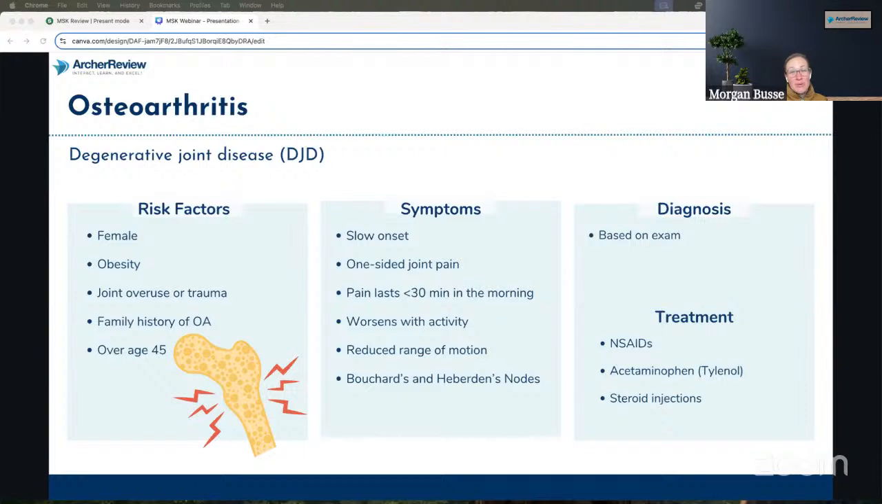PT is super, super beneficial, guys. I try to get everybody to make sure that their glutes, quads, and hamstrings are strong, especially for knees. I just think about knees a lot because we see it so commonly.